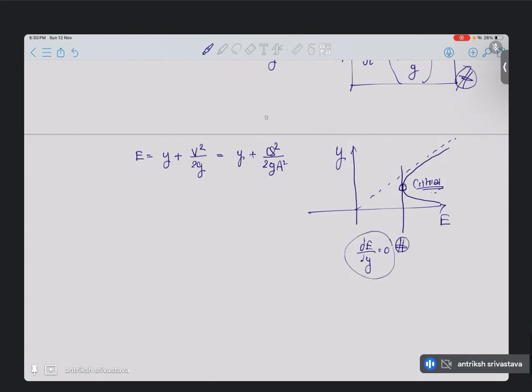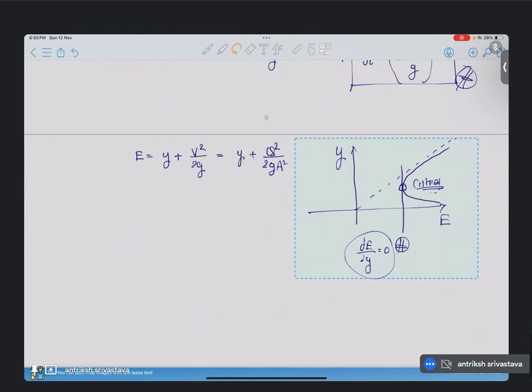So if you are getting confused, just rotate this plot. Let me see if I can do that here. If I can rotate it.